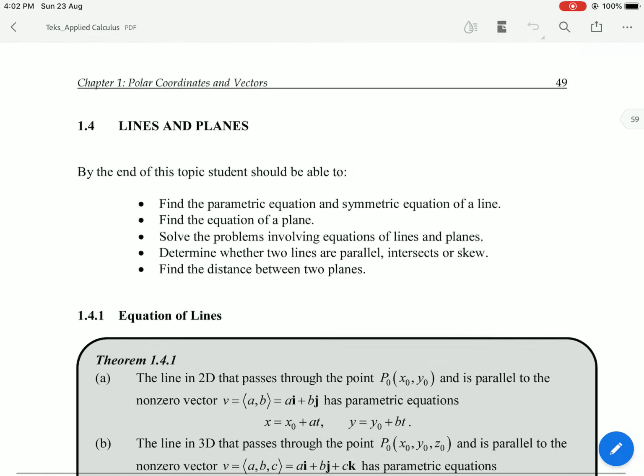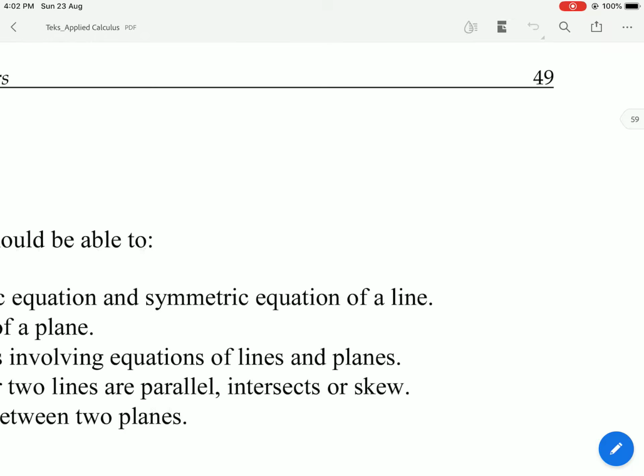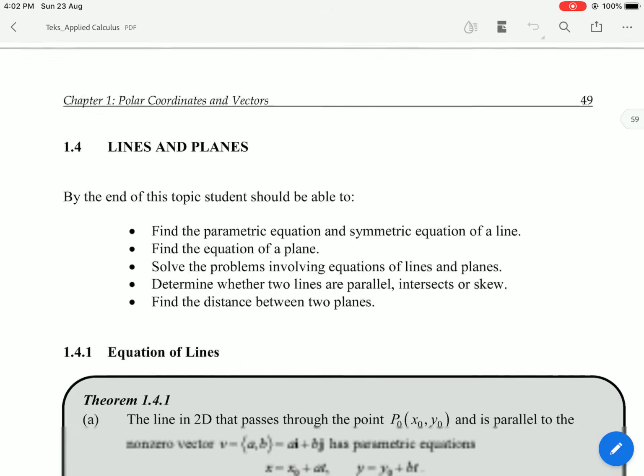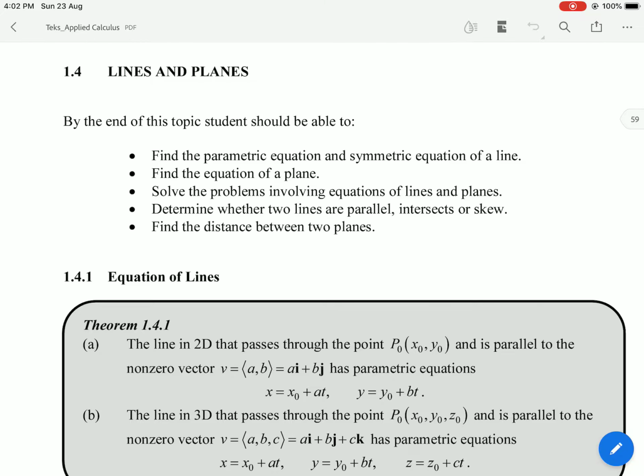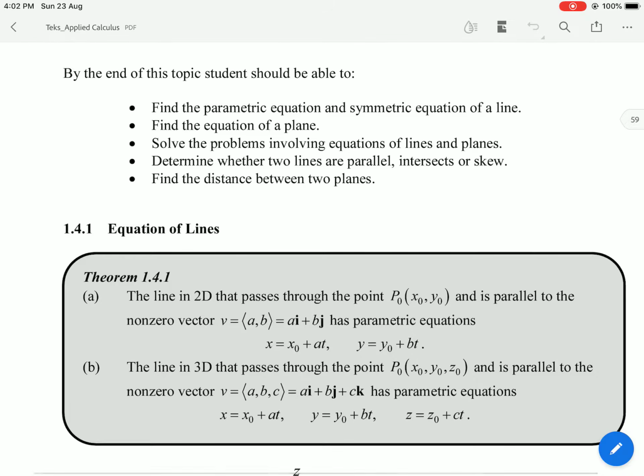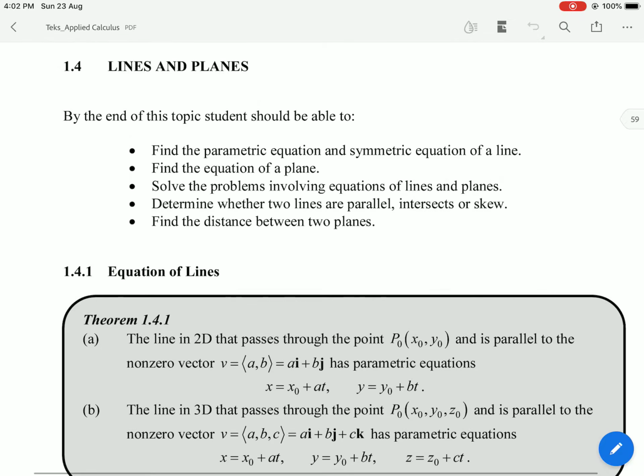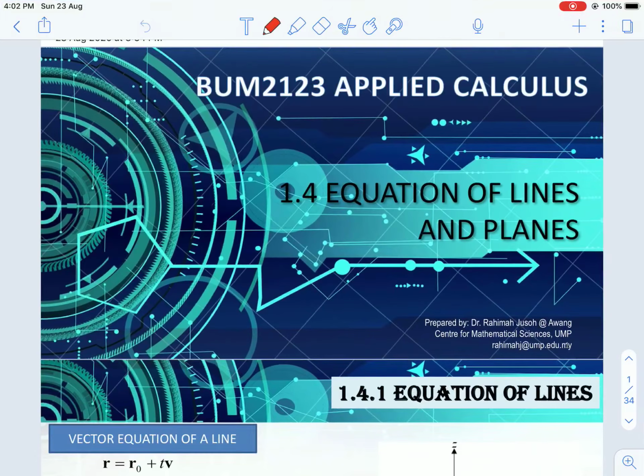Okay, if you refer to your module, you may turn to page 49. In this subtopic, we will learn about equations of lines and also equations of planes. I already prepared some slides for you. In this video, I will explain each subtopic in equations of lines and planes, but I will give you a different example.